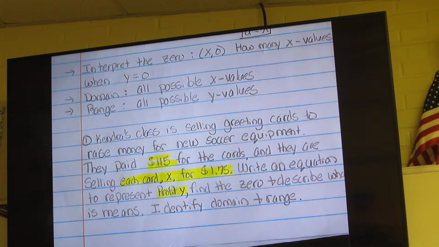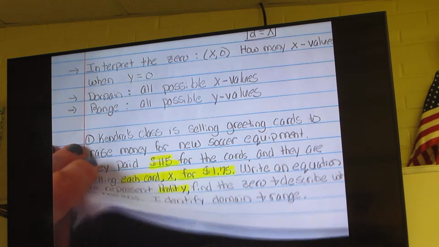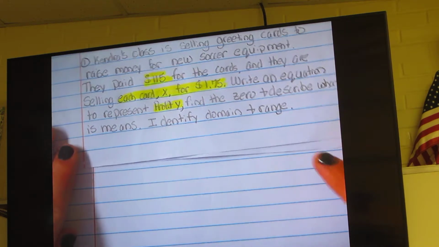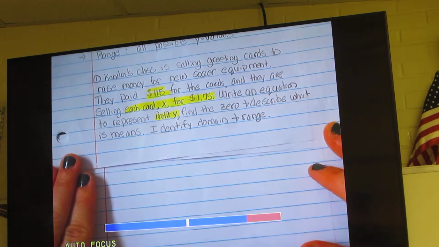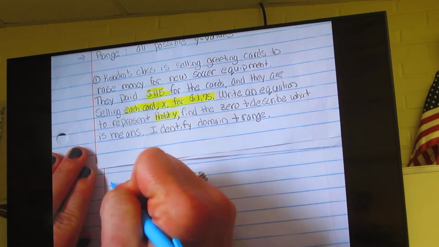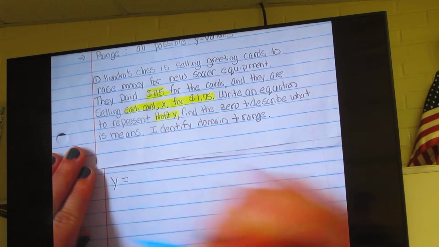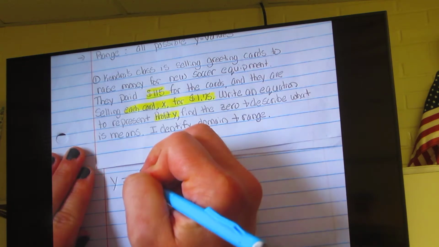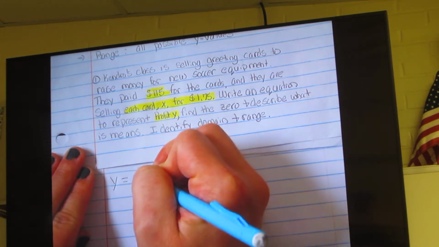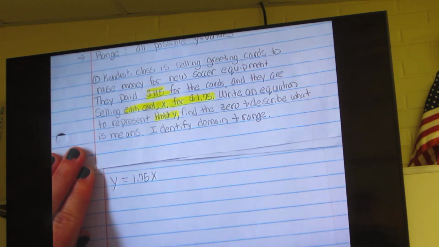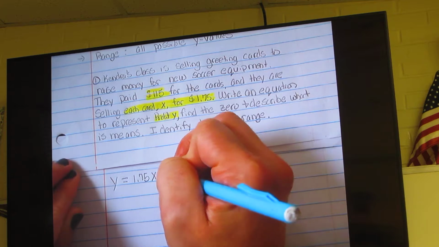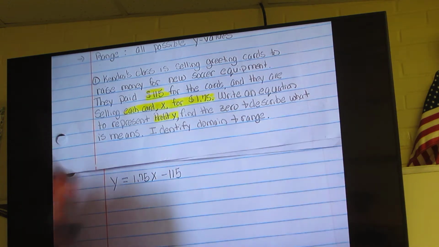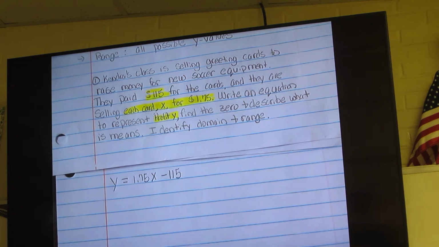Okay, so if I'm going to write an equation, I'm going to kind of scoot my paper down here so I can start on a new sheet. But if I'm going to write an equation, then I'm going to write my equation in slope-intercept form. So I have my profit Y equals whatever number goes with the word each, so the $1.75 for each card, which is represented with an X. Now they paid $115 for the cards, so you're going to take that away from whatever they bring in to figure out what they profited.